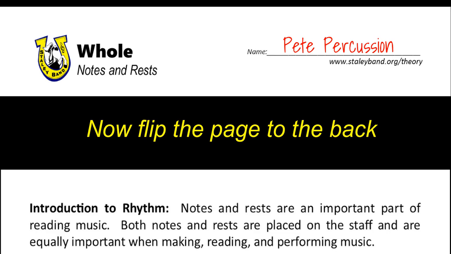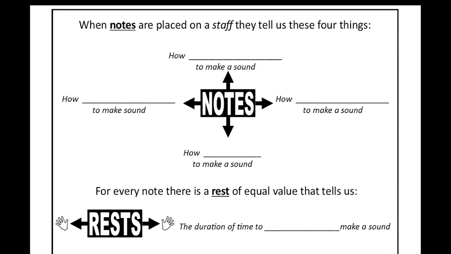It says on the back, Introduction to Rhythm. Notes and rests are an important part of reading music. Both notes and rests are placed on the staff and are equally important when making, reading, and performing music. When notes are placed on a staff, they tell us these four things: how high to make a sound, how low to make a sound, how long to make a sound, and how short to make a sound. So notes always involve sound. Now for every note, there's a rest of equal value that tells us the duration of time to not make a sound. So rests involve silence. So notes are sound and rests are silent.